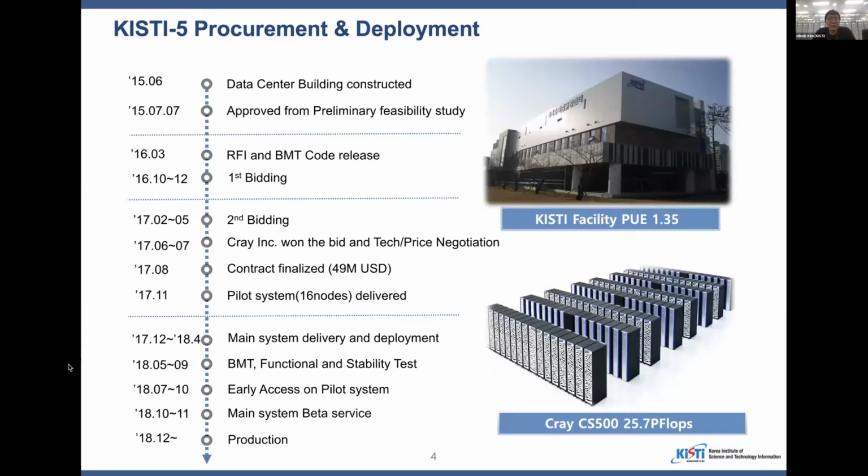This slide shows the overall history of our current system. We began our project by constructing a new building in 2015, and in December 2018 we started putting the main system into full production. So this is our process for the deployment of the supercomputer. KISTI-6 will be deployed in the same building, and now we are in the preliminary feasibility study for KISTI-6.